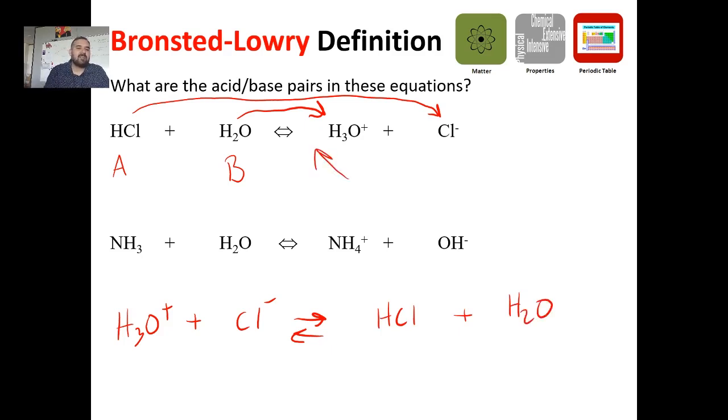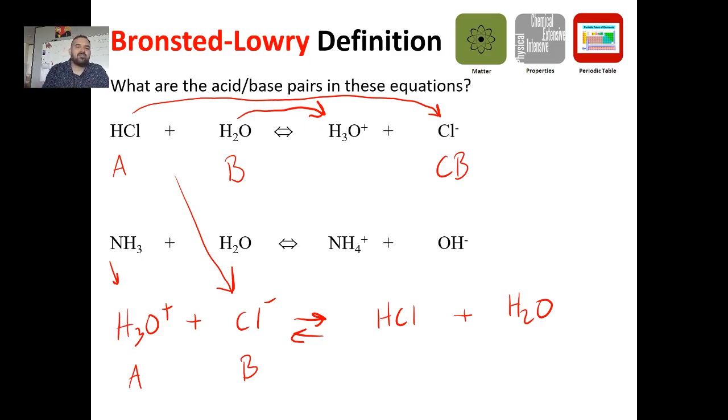If I write the reaction in reverse, what is H3O plus? Is it an acid or a base? What about Cl? This would be the base. So now I want to show you the conjugates. HCl becomes Cl minus. But down here, did Cl act as an acid or a base? So here we're going to call it a conjugate base, which means in the reverse reaction, it's not going to act like an acid. It's going to act like a base.